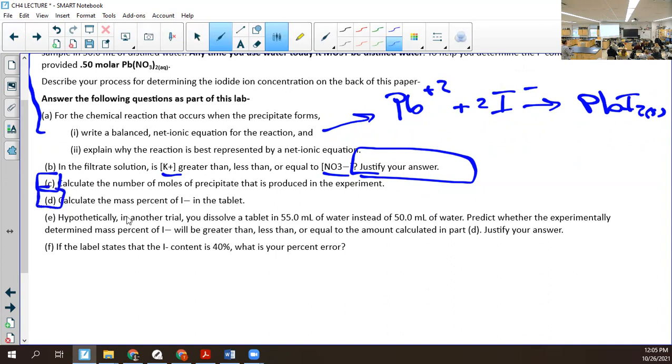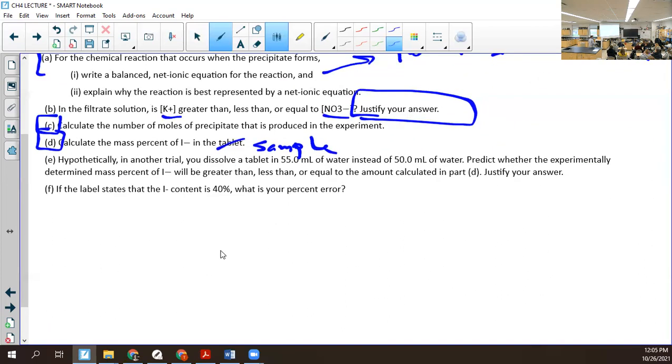Part D, calculate the mass percent of iodine in the tablet or the sample. Can't do that yet either. I hope we're okay with how you would do that though. You got to be sort of careful here. When we find the mass of the filter paper and the stuff, we subtract it out, and we're really finding the grams of PbI2 solid, right? We do not compare this to our initial mass. What do we need to do first?